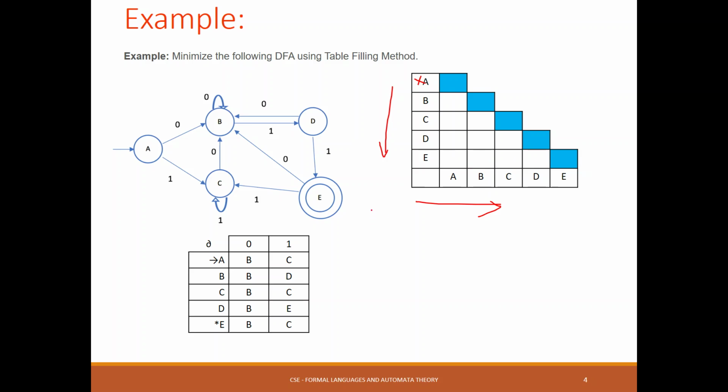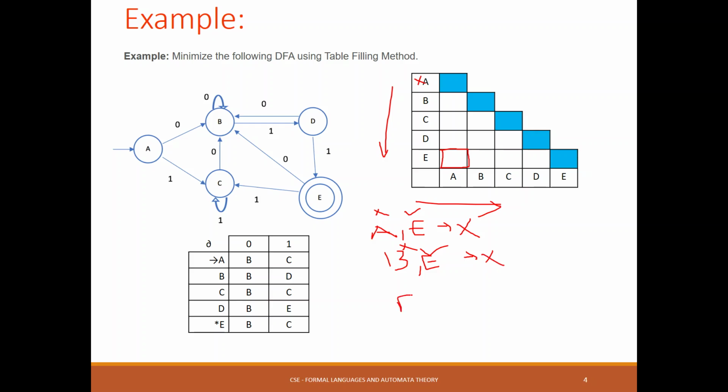From this, we need to consider A and E; this cell is the combination of A and E, right? We need to put X if any one of the given states is final. Now consider A comma E. A is non-final and E is final, so we can mark this cell as X by default. This is the first step. Consider B comma E. Likewise, B is non-final and E is final, so we can mark X. Likewise we need to consider all these cells.